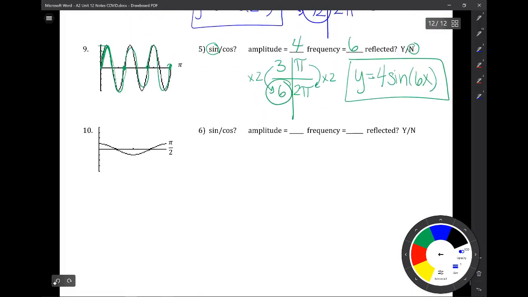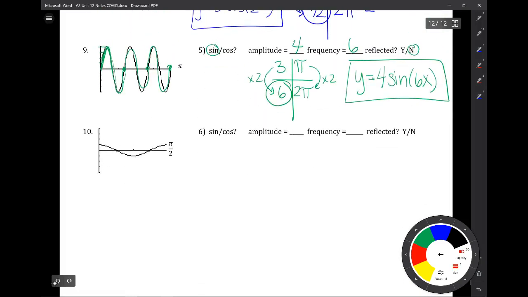All right, last one here. Let me do my third and final color. Sine or cosine. So it starts at a maximum, ends at a maximum. That is textbook cosine. Amplitude of 1. It is positive, so it is not reflected. All right, I see one curve by pi over 2. I want to know how many curves that is in 2 pi.